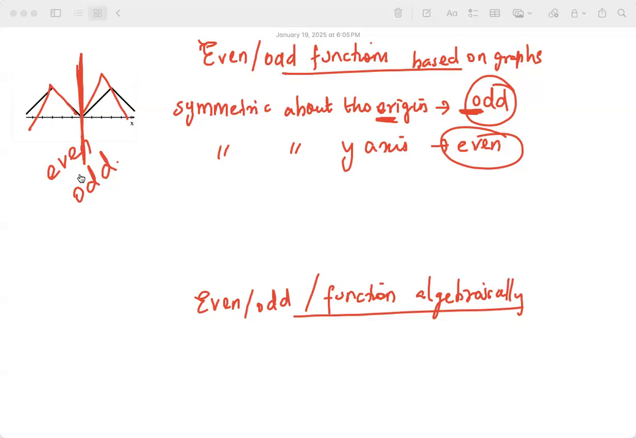Sometimes it will not be an even function. It will not be an odd function. So then you say neither. Okay. It is neither. Let's see this one. How about this? I'll give you examples of everything. Let's see the second one, guys.